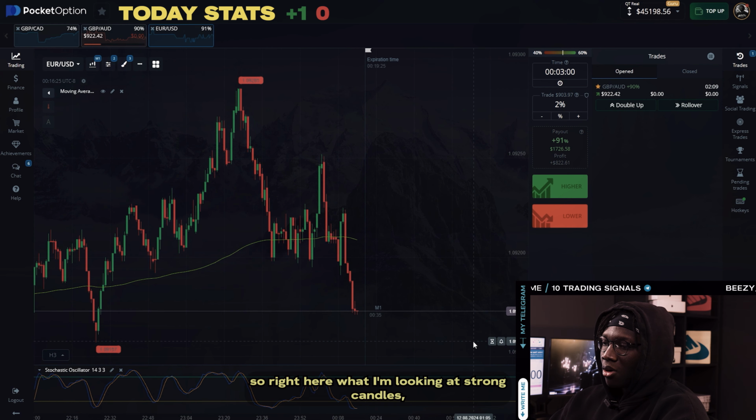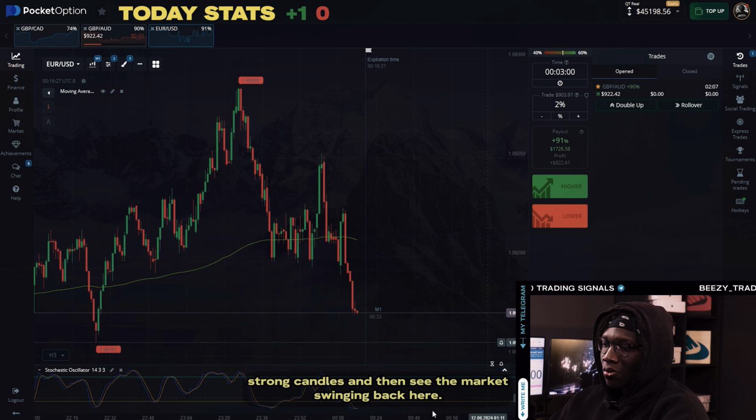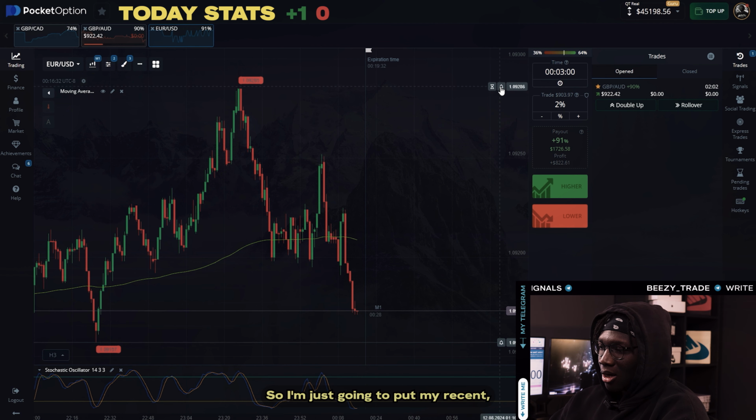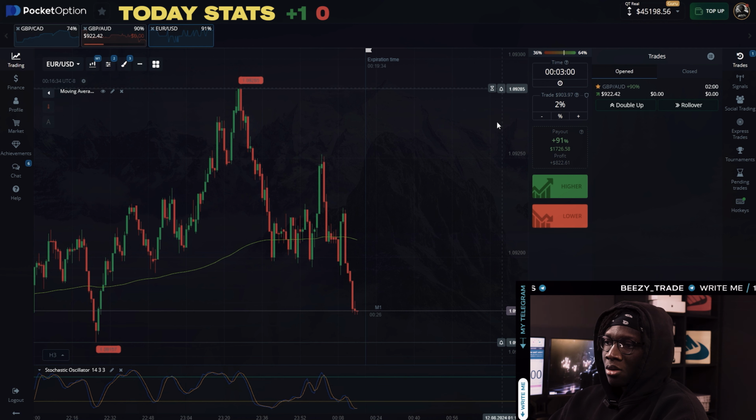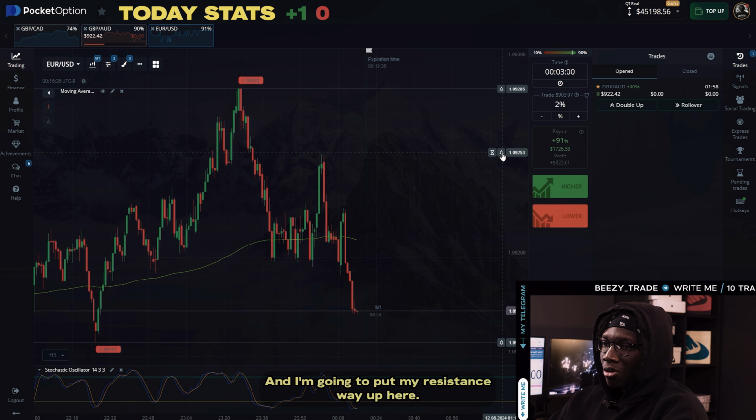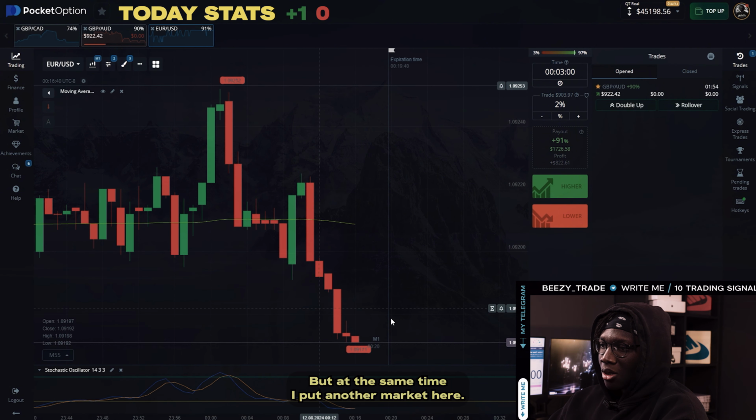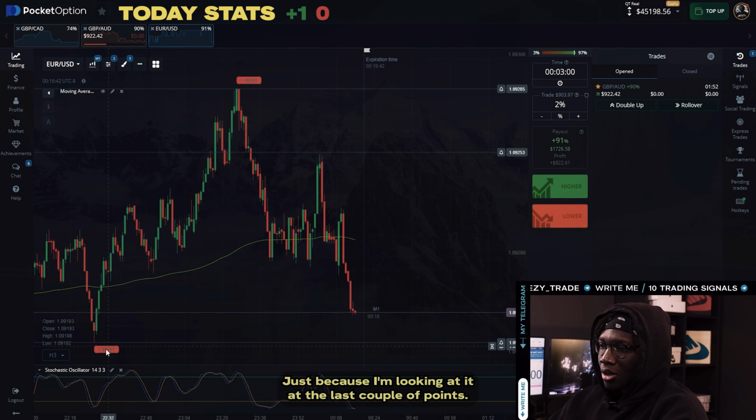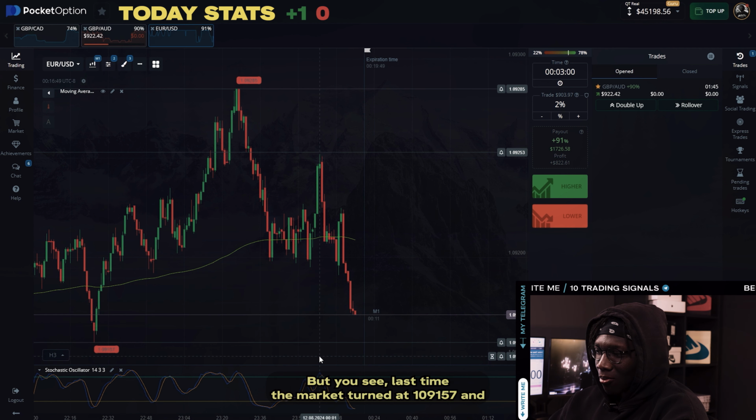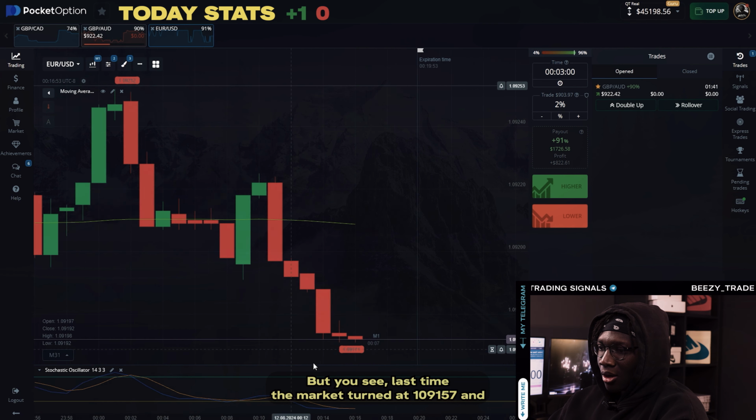So right here, what am I looking at? Strong candles. Well, let's see the market fighting back here. So I'm just gonna put my recent support, and I'm gonna put my resistance way up here. But at the same time, I put another marker here just because I'm looking at the last couple of points. And this also could put a point of reversal. But you see, last time the market turned at 109.157.